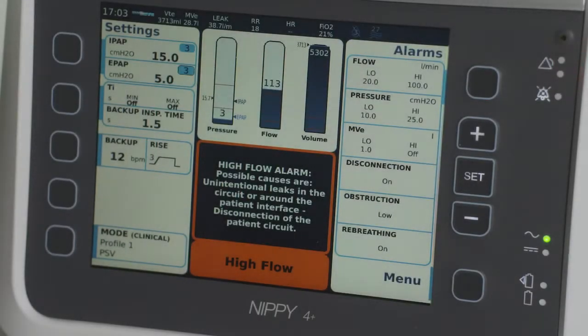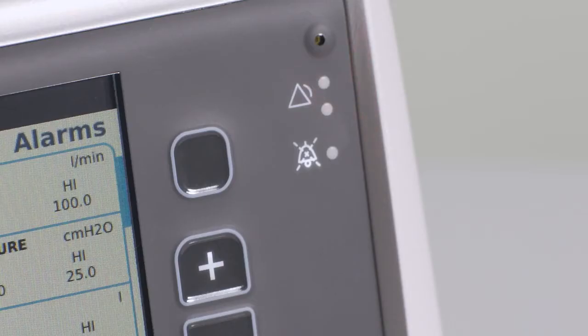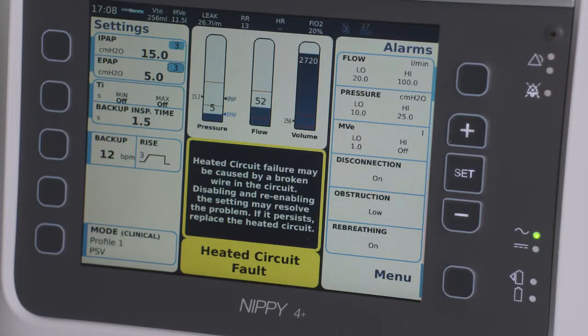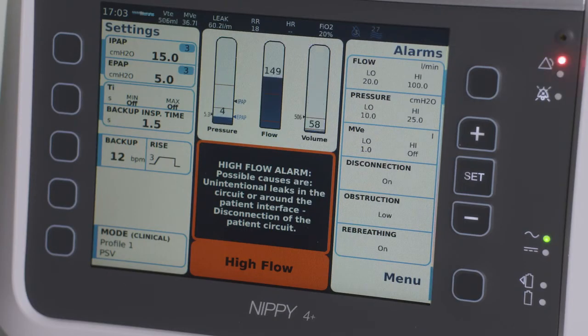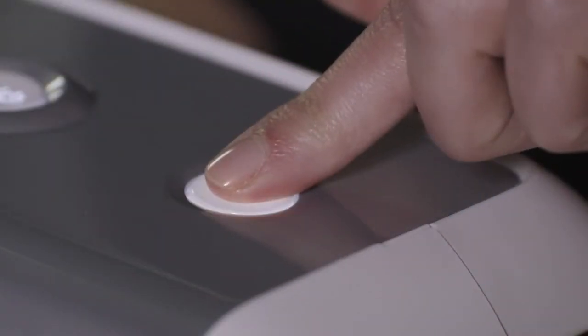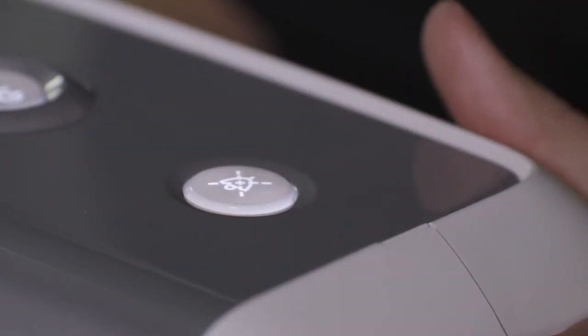High priority alarms are denoted by a red message on the screen and a red flashing LED light on the top right of the interface. Medium priority alarms are denoted by a yellow message on the screen and a yellow flashing LED light on the top right of the interface. You will notice the two types of alarms have unique audible signals to allow easy differentiation when not within view of the screen. To mute an alarm, press the audio mute button on top of the device.